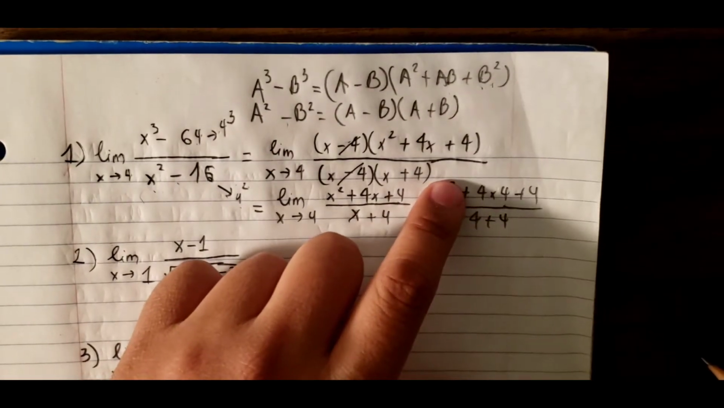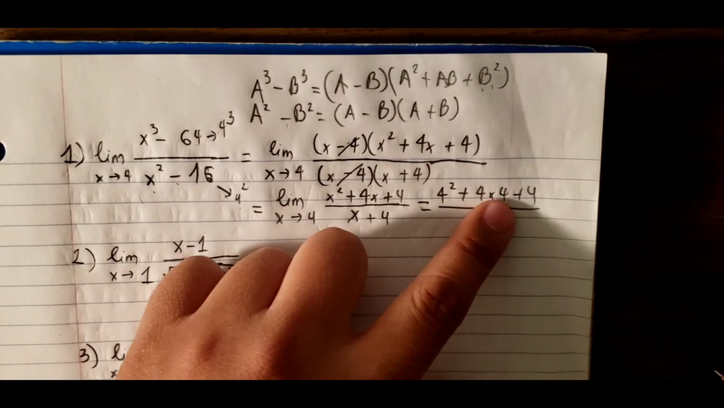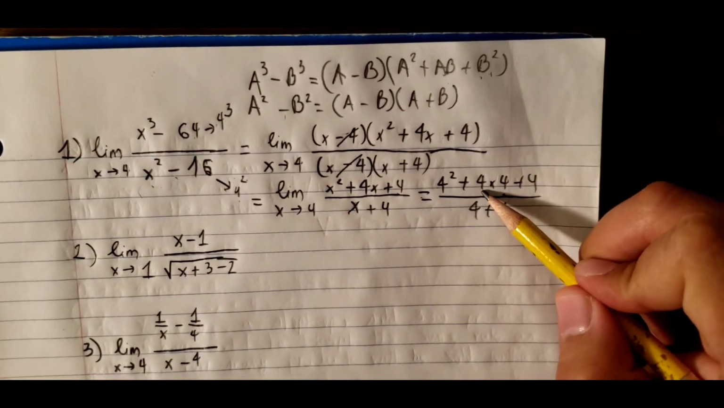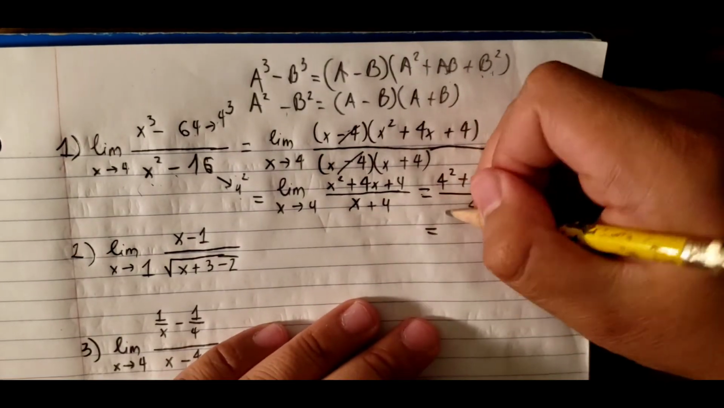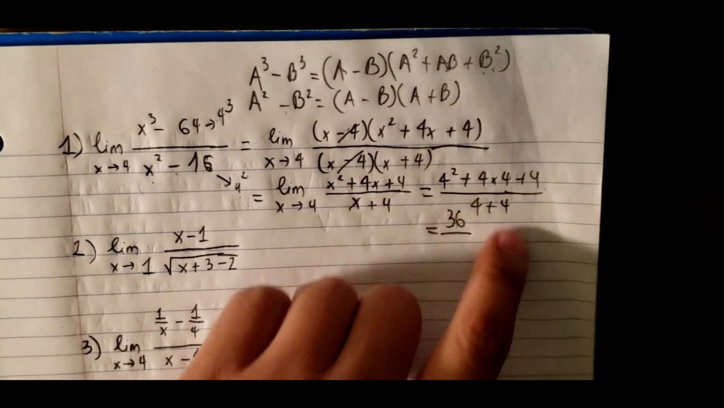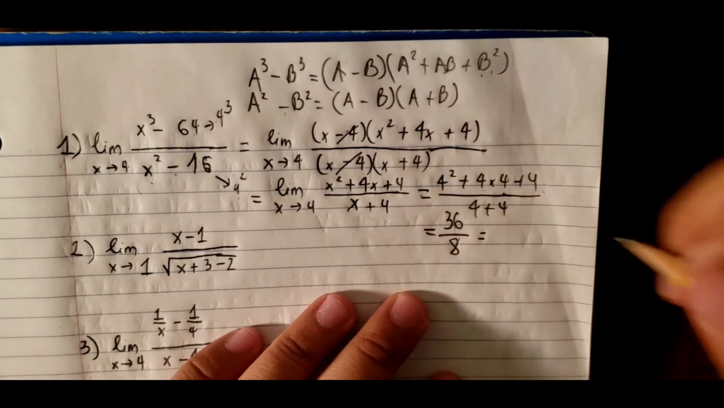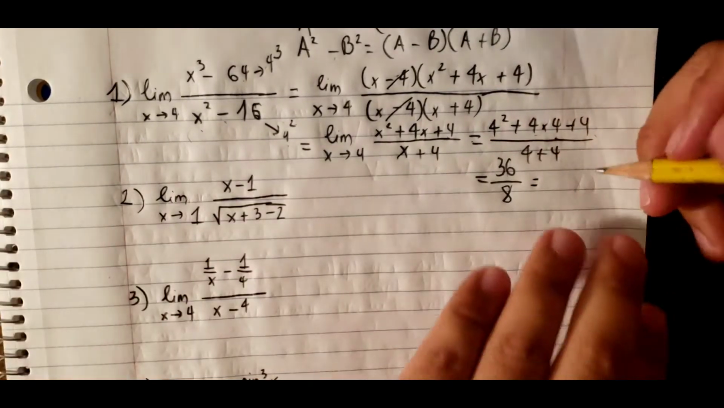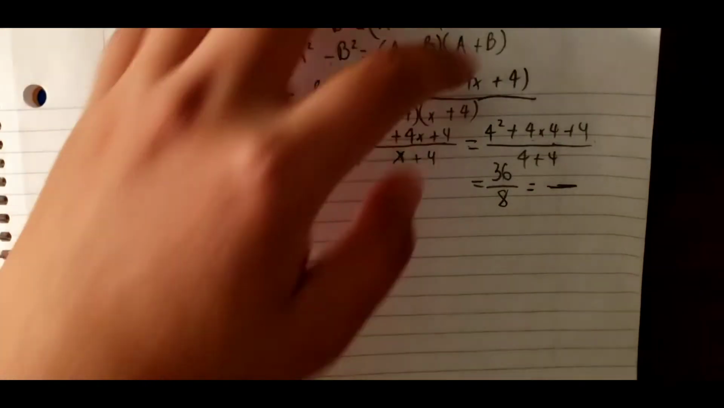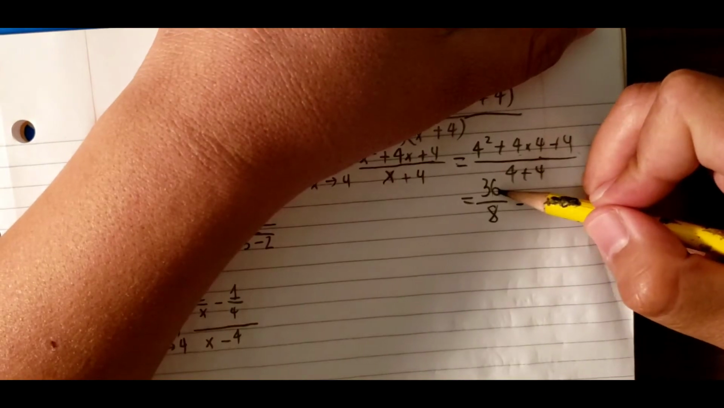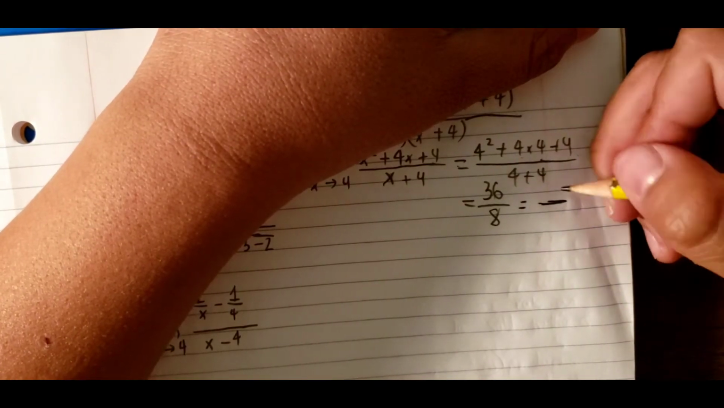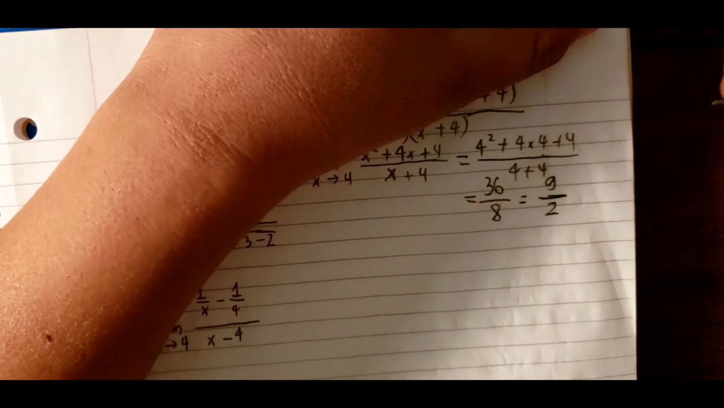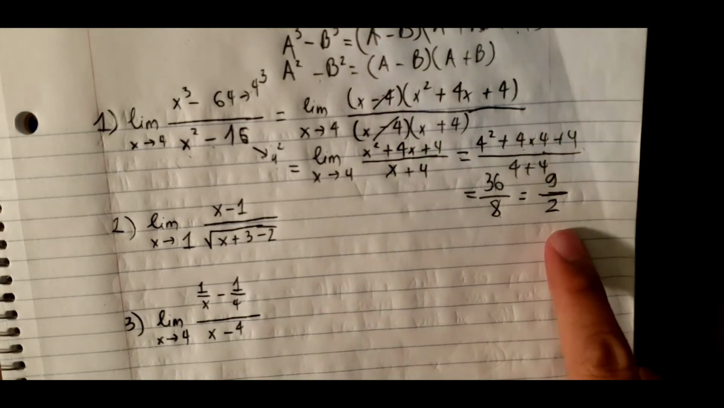4 power 2 is 16. 4 multiplied by 4 is 16. 16 plus 16 is 32. 32 plus 4 is 36. 4 plus 4 is 8. So we simplify the fraction here: 36 divided by 4 is 9, and 8 divided by 4 is 2. So that's the answer for the question.